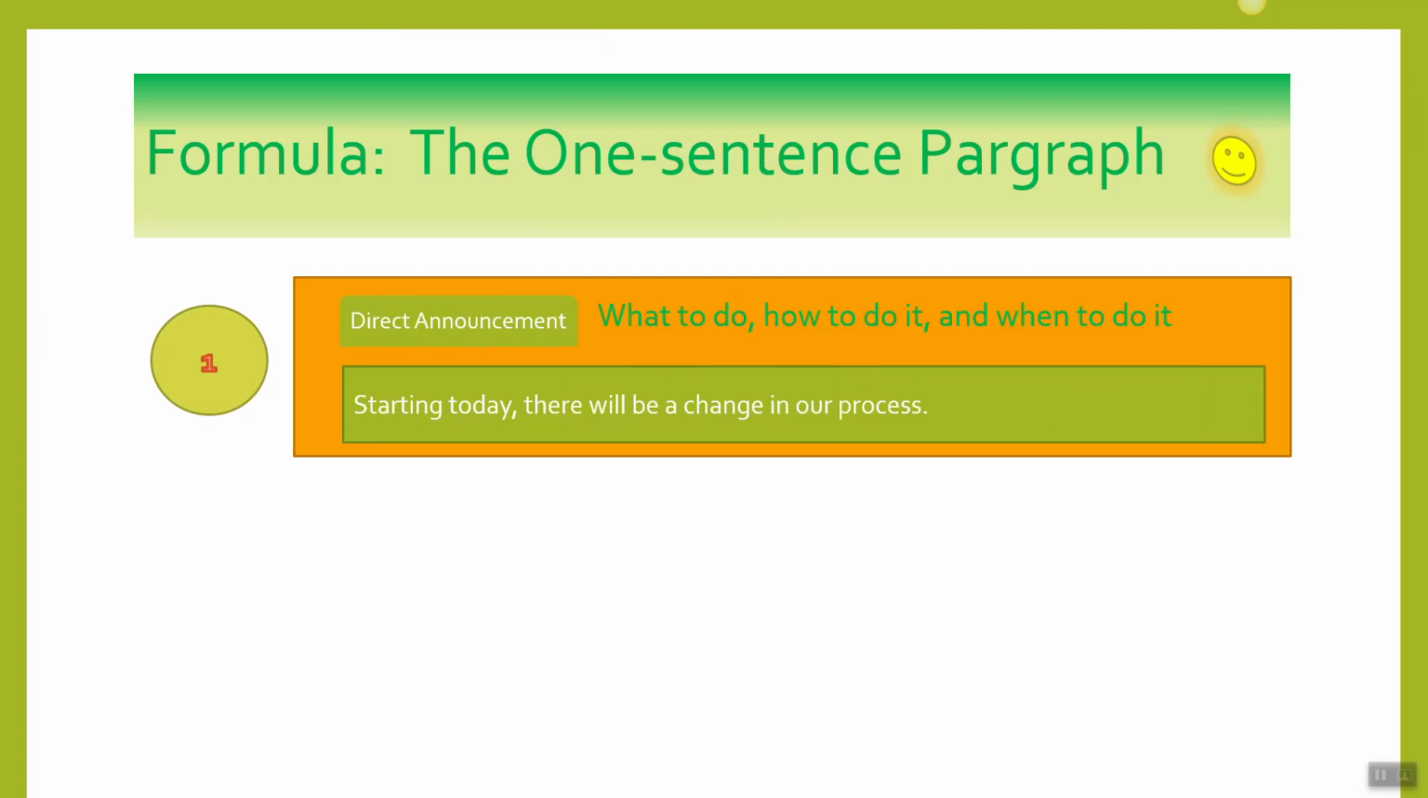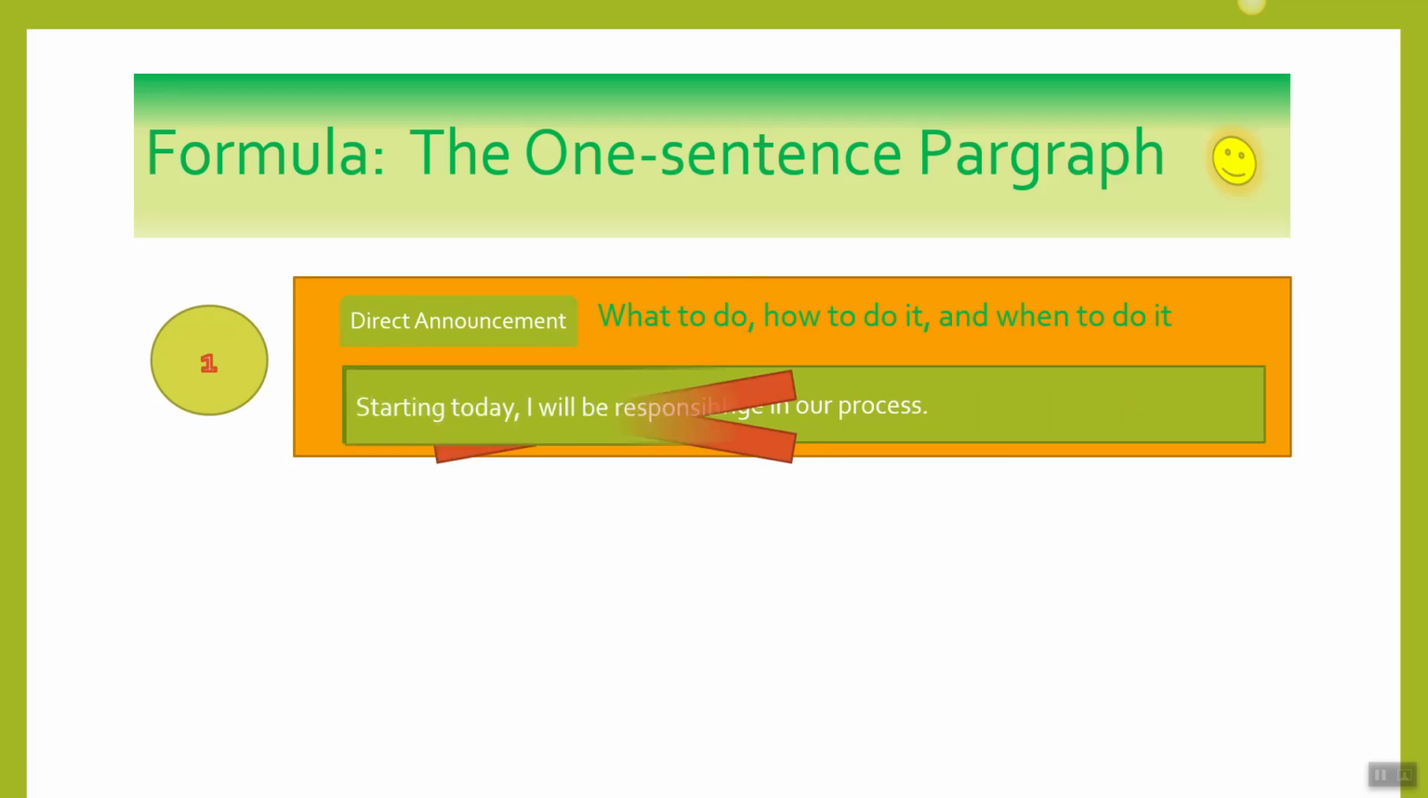So a lot of you start with something like this: effective immediately or starting today, there will be a change. There is no reason to tell them there's going to be a change if we tell them what to do. Then it's clear that it's changing, right? So that's not effective writing. Effective writing will tell them what to do.